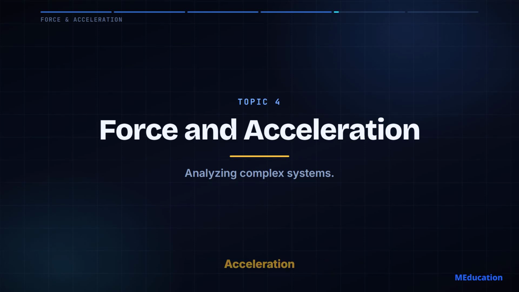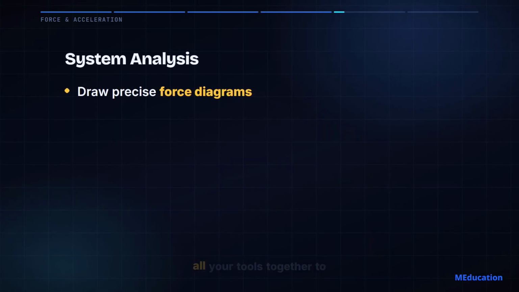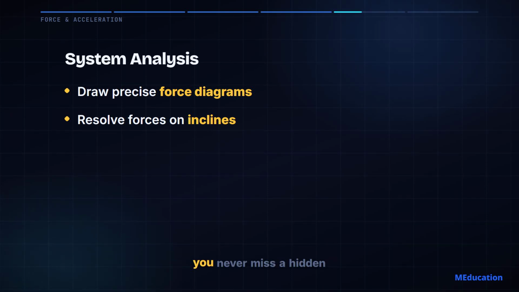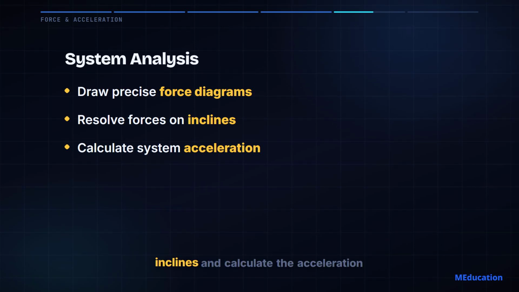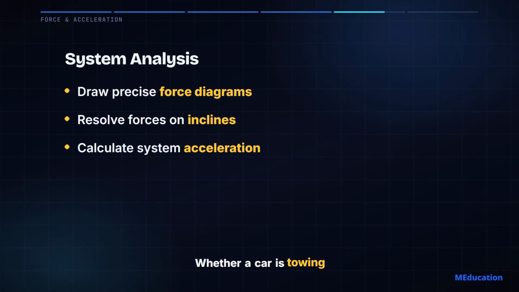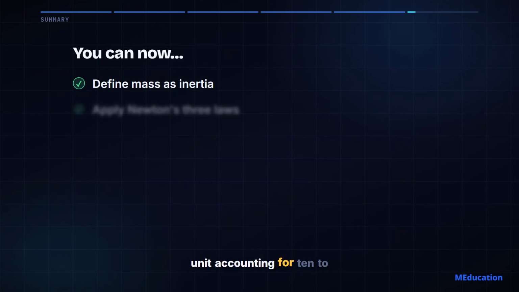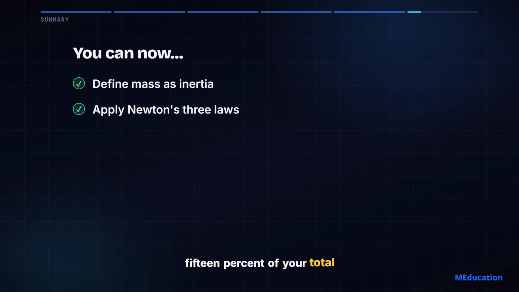Finally, we tackle force and acceleration. This is where you bring all your tools together to analyze complex mechanical systems. You will learn to draw precise force diagrams to ensure you never miss a hidden force like friction. You will resolve forces on inclines and calculate the acceleration of connected bodies. Whether a car is towing a trailer or an elevator is accelerating upwards, you will find the resultant force and unlock the entire situation.